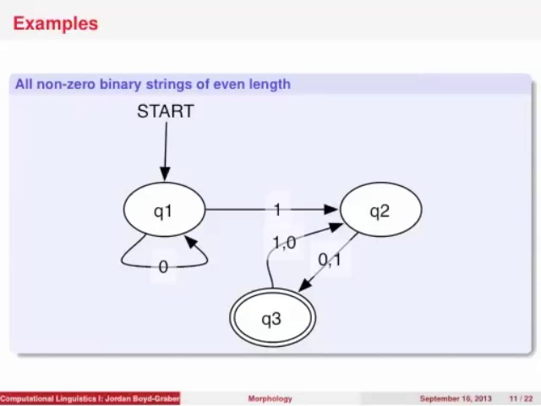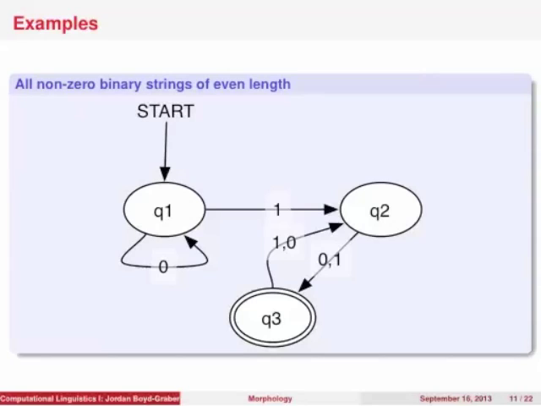So what about binary strings of even length? At first, you don't have a string of even length. If you see a 1, then you have a string of length 1, so you don't have a string of even length. But if you see either a 1 or 0, then you're in a string of even length. But if you have a string of even length, and if you see a 1 or a 0, then you no longer have a string of even length.